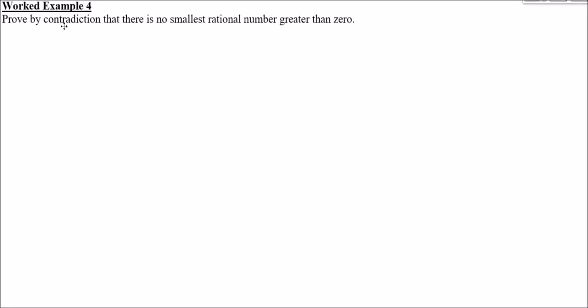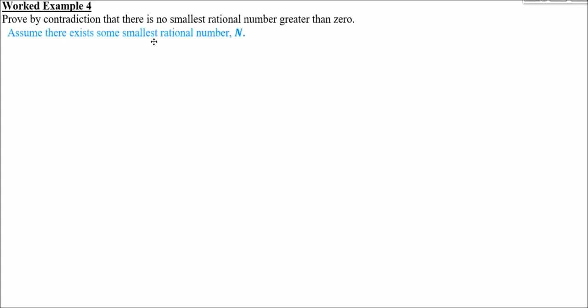So, proof by contradiction. Let's have a couple of warm-up examples, really. Worked example 4. Then in 1.1b, we'll hit proof by contradiction again in more depth. But for now, proof by contradiction that there is no smallest rational number greater than 0. So you need to get ready for a bit of writing.